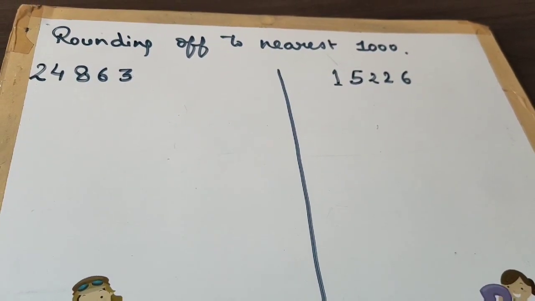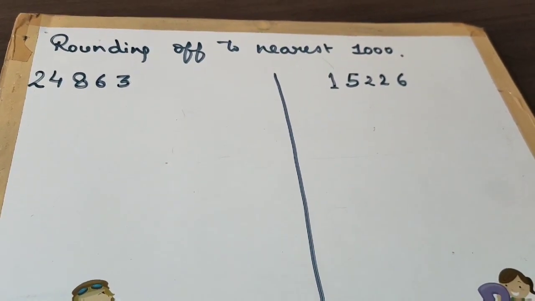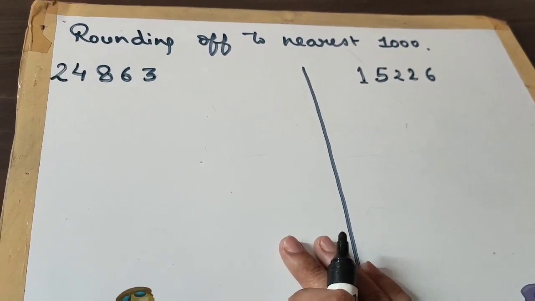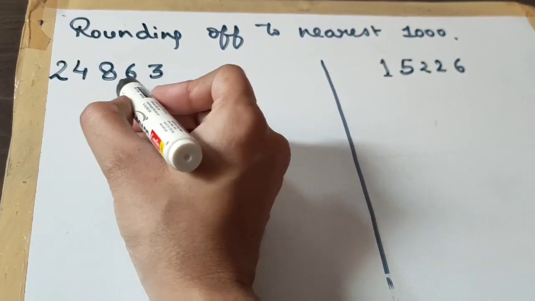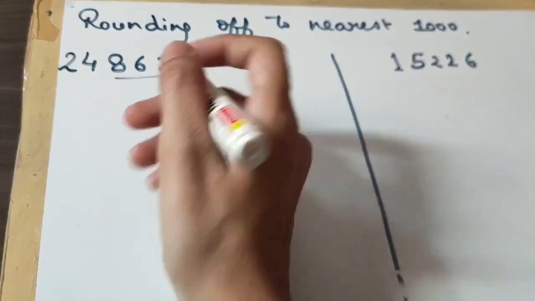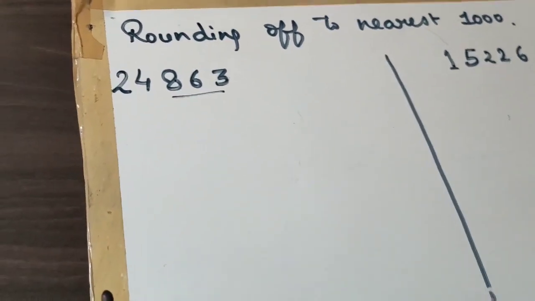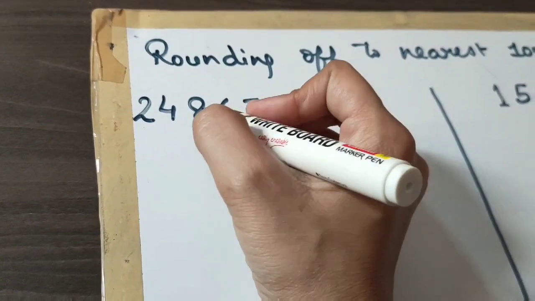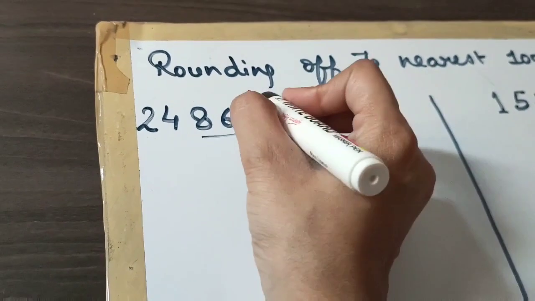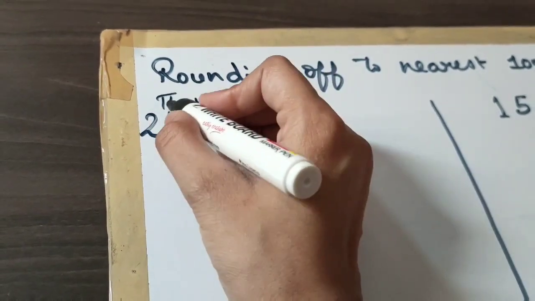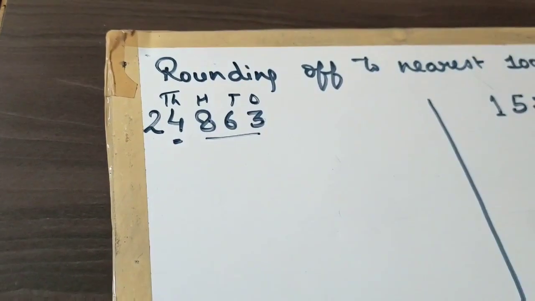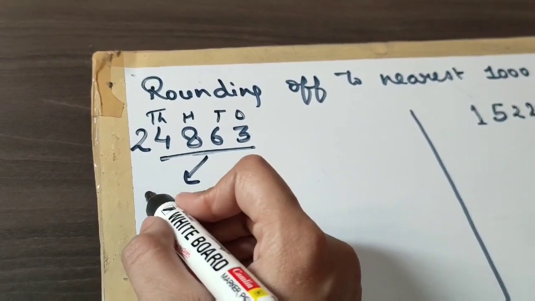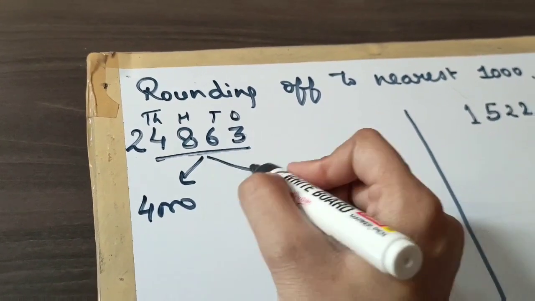Next question is rounding off to nearest 1000. You have understood how to solve nearest 10 and 100. Whenever we are doing nearest 1000, remember one thing, that the last 3 digits will be 0. So now start solving. First we have to see the thousand place. This is ones, tens, hundred, and this is thousand. So at the thousand place there is 4.